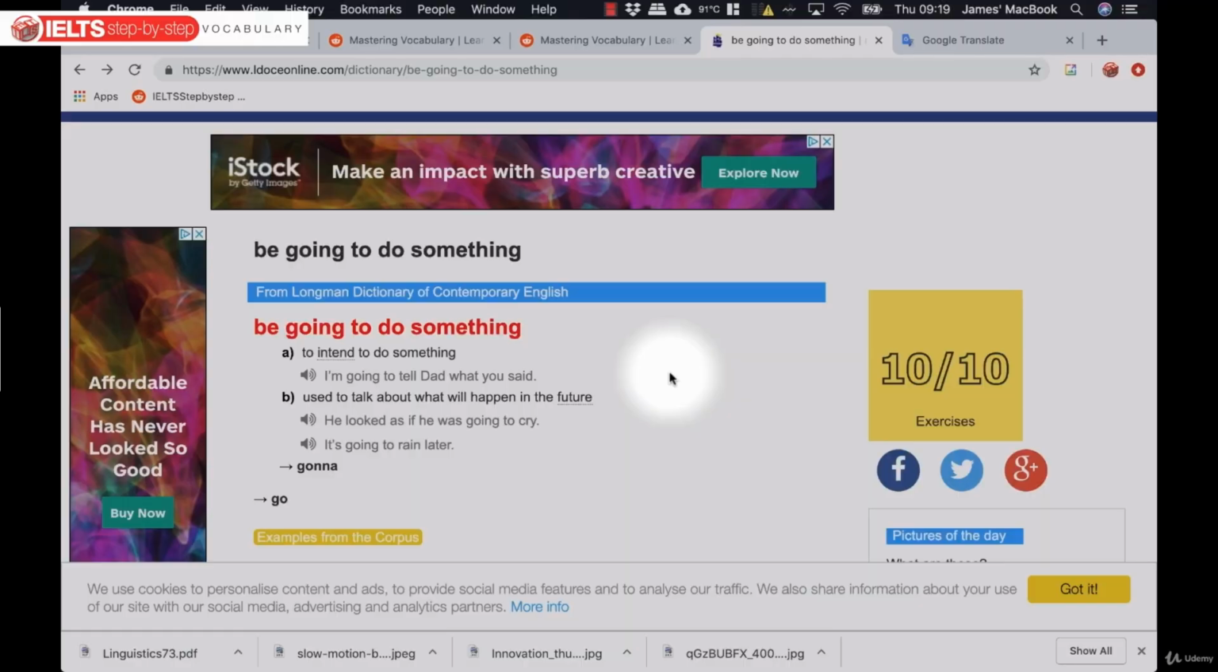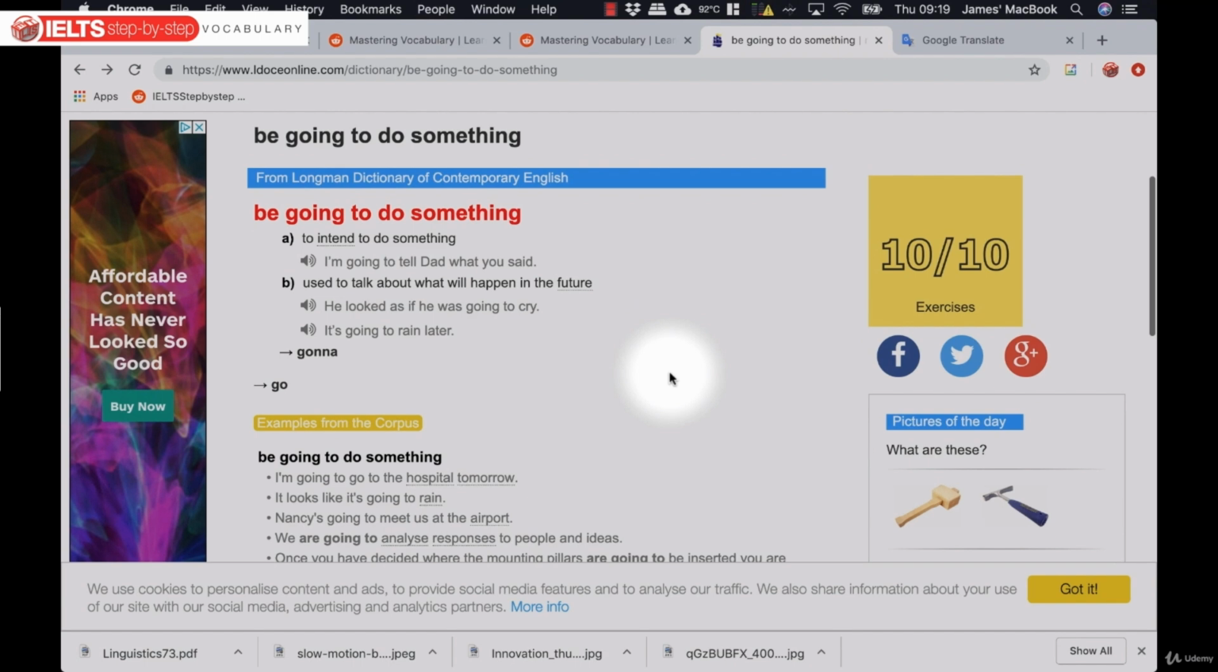Okay, so weak forms. What I'm going to do is make you listen to a sentence from Longman, and the sentence is here. So I've deliberately chosen this phrase or this grammar, going to do something. So listen to this sentence here. He looked as if he was going to cry. Listen again. He looked as if he was going to cry.